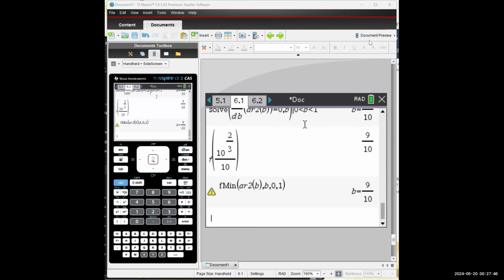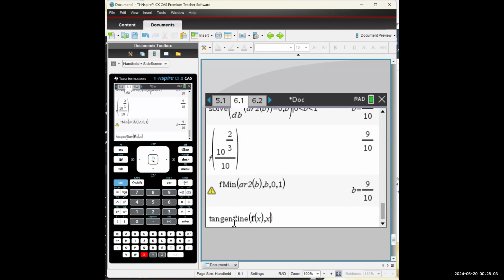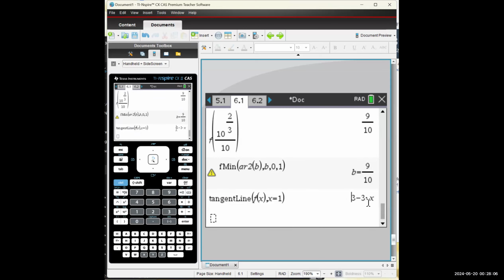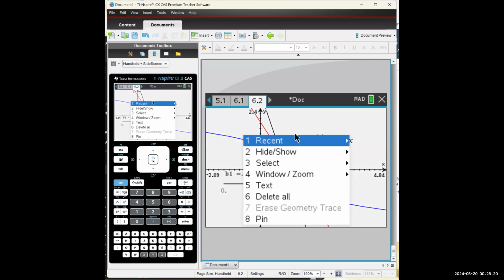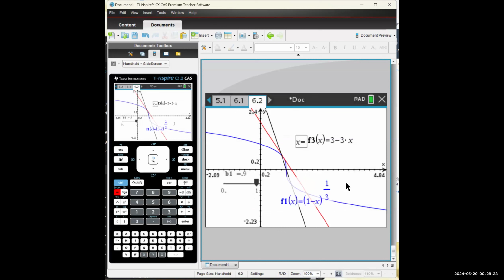And finally, we want to find the value of the acute angle between the tangent to the graph of f and the tangent to the graph of f inverse at x equals 1. So the tangent line to f at x equals 1 is 3 minus 3x. And we would like to find the angle between 3 minus 3x and the tangent to the graph of f inverse at x equals 1. So there is a vertical tangent. This is indeed the hardest part of the question.